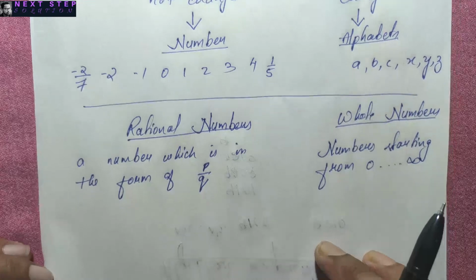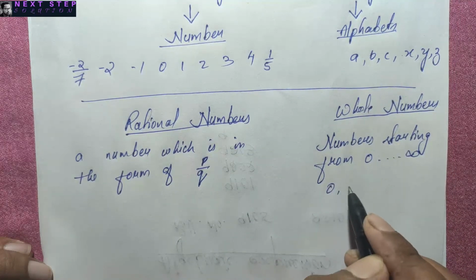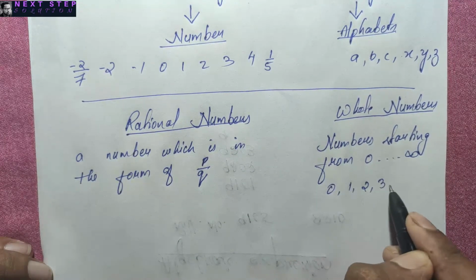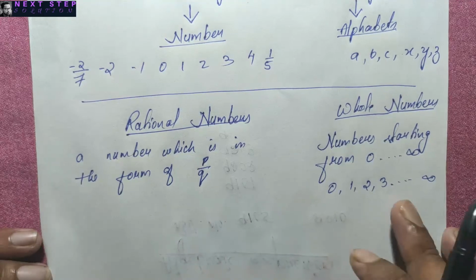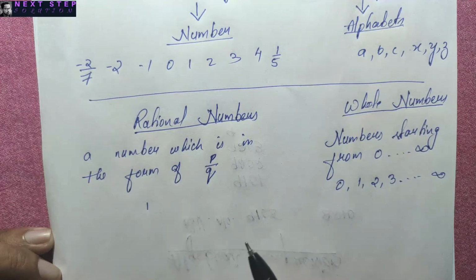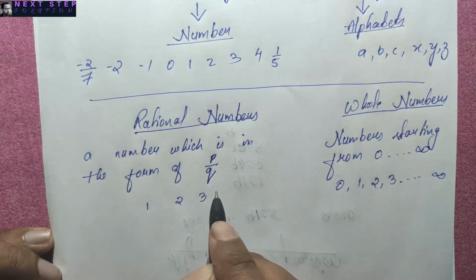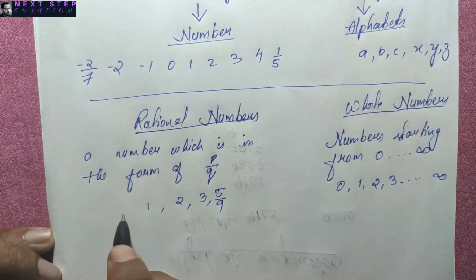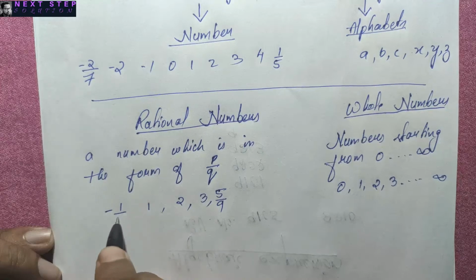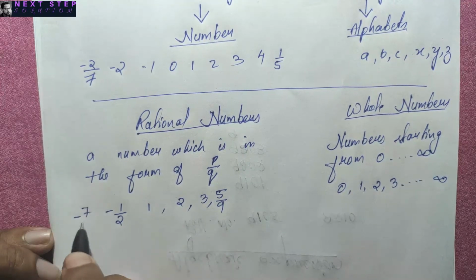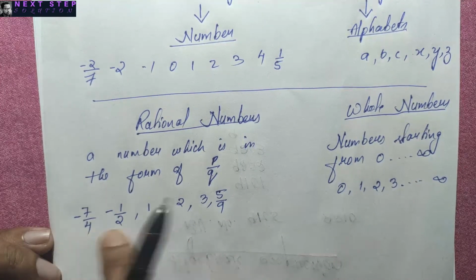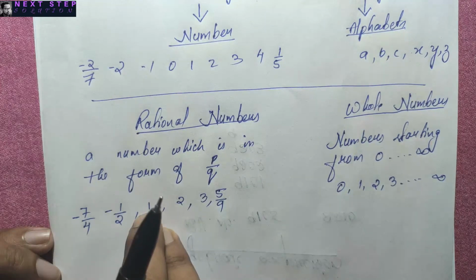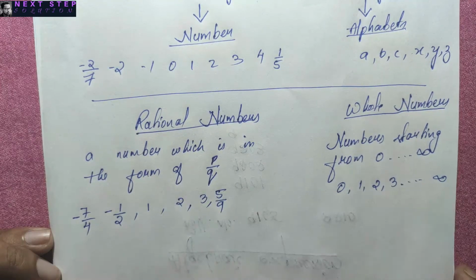Now, if we come to whole numbers, we can write them as 0, 1, 2, 3, and so on, goes till infinity. And rational numbers are all the numbers. If we write 1, it is a rational number, 2 is a rational number, 3 is a rational number, then 5 by 9 is a rational number, then any fraction is a rational number. We can write minus 1 by 2 is also a rational number, minus 7 by 4 is also a rational number. All these are rational numbers. All the whole numbers are rational numbers, but all the rational numbers are not whole numbers.